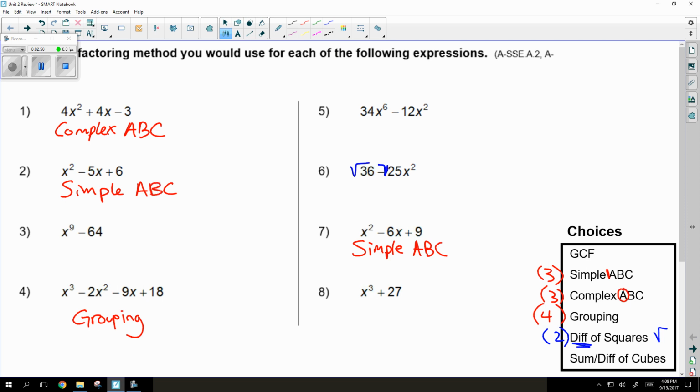And if you square root the 25x squared, that also has an answer. Notice I didn't put the minus. We don't really square root minuses in this class yet. Later on, we'll figure out how to work with those, but for right now, we don't. So that has 2 terms. It's got the minus, and both terms can be square rooted. So that means that this one is difference of squares.